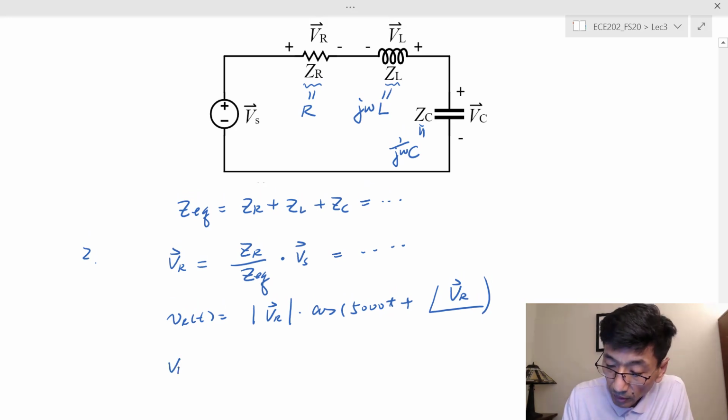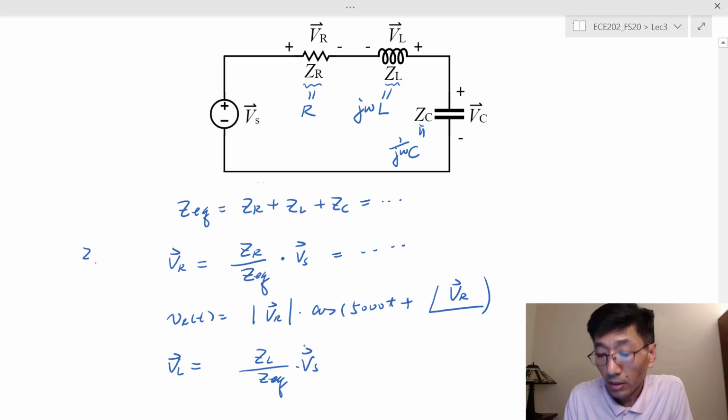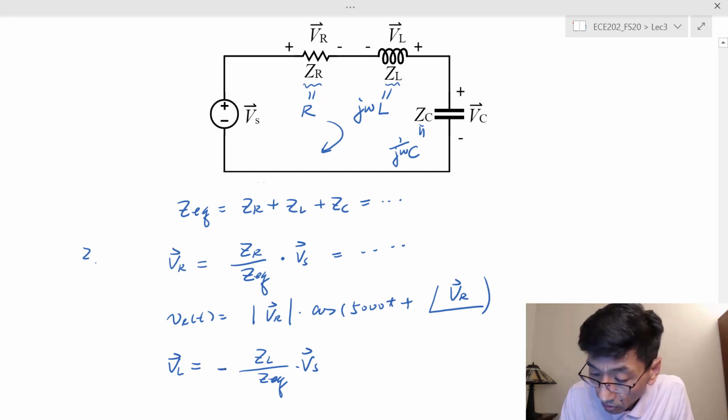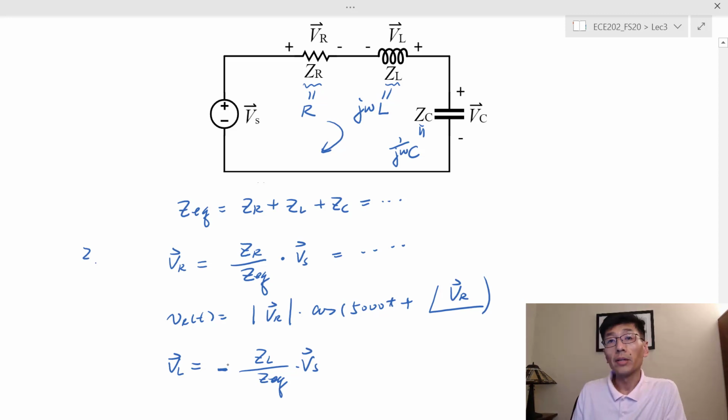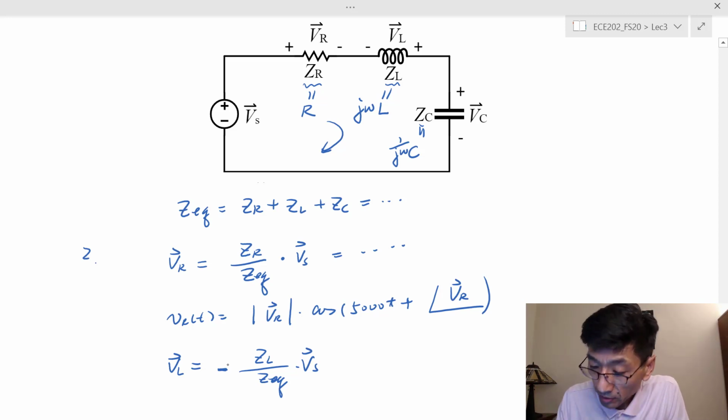V sub L in phasor should be equal to Z sub L over Z sub EQ times V sub S. Is that correct? Not really, because if you choose the clockwise direction, V sub S is a voltage rise and V sub L is also a voltage rise. Then you should have a negative sign here, right? In this case, you can also find the numbers. Everything is known.